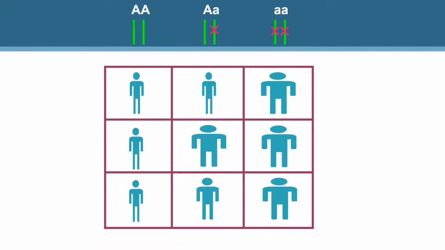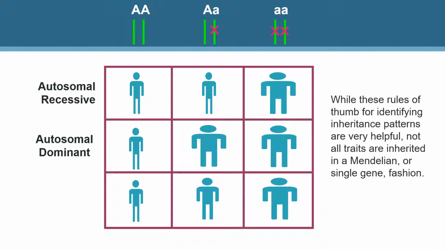We've walked through several examples of recessive and dominant traits. As shown in this table, 2 copies of a gene have to be disturbed to see a phenotypic change in the case of autosomal recessive traits, while only 1 copy of the gene can be disrupted for a dominant trait to emerge. While these rules of thumb for identifying inheritance patterns are very helpful, not all traits are inherited in a Mendelian or single gene fashion.